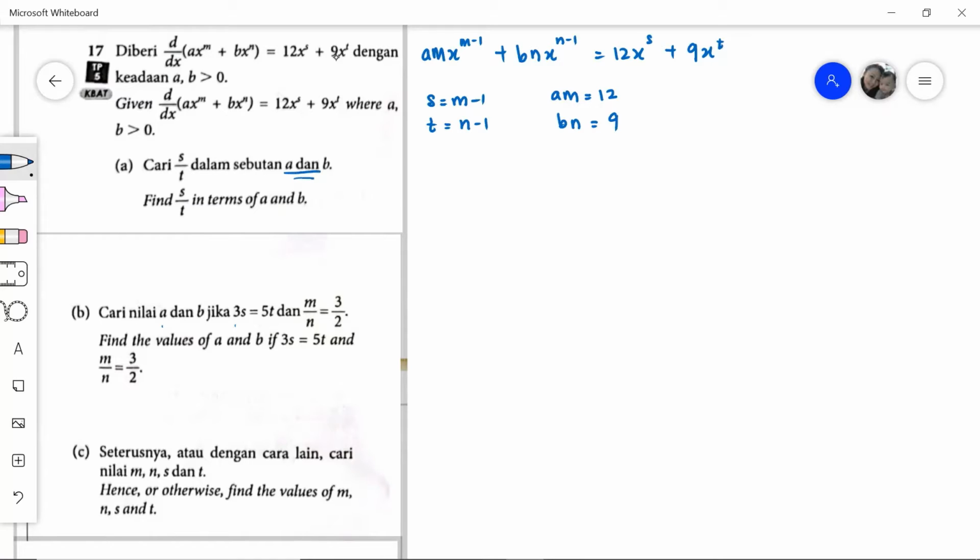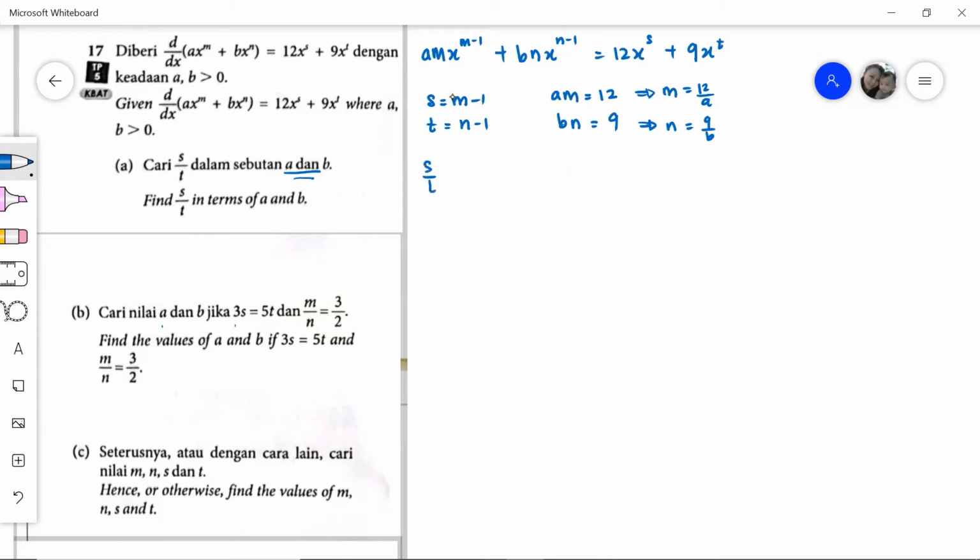Now look at the s and t that we have. It is written in m and n. That means we have to replace the m and n so that it contains a or b. So by looking at the second set of equations, we notice that m can be written in a. So m equals 12 over a, and n equals 9 over b. So let's use this and put it into the equation.